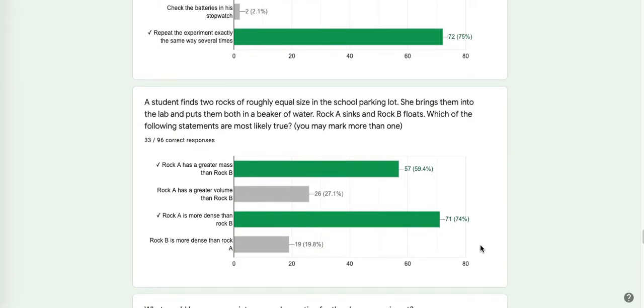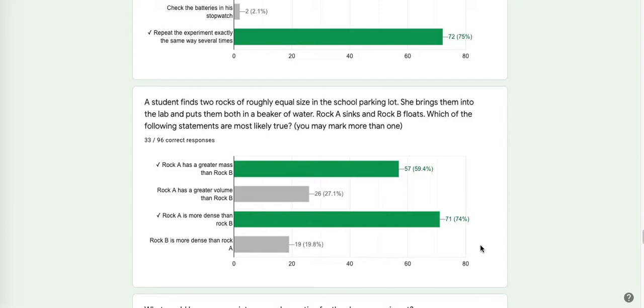Next question. A student finds 2 rocks of roughly equal size in the school parking lot. She brings them into the lab and puts them both in a beaker of water. Rock A sinks and rock B floats. Which of the following statements are most likely true? You can mark more than one.